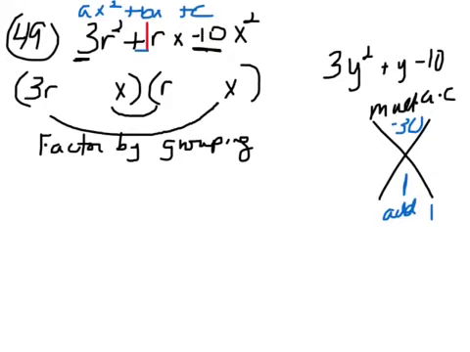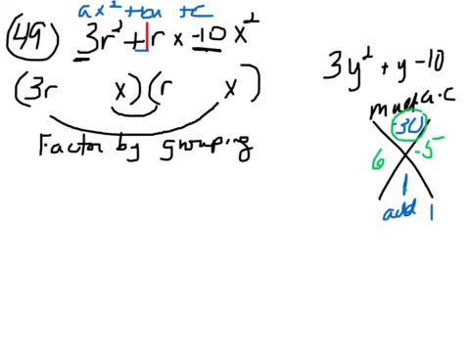So what numbers multiply to give me negative 30 and add to give me 1? Well, I know 6 and 5 have a difference of 1, so that's probably something to do with 6 times 5. If I want a positive 1, it would have to be 6 minus 5 gives me 1. And if you think about it, positive 6 times negative 5 would multiply to give me negative 30.